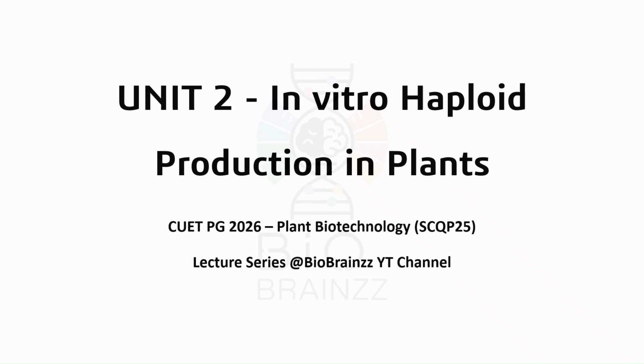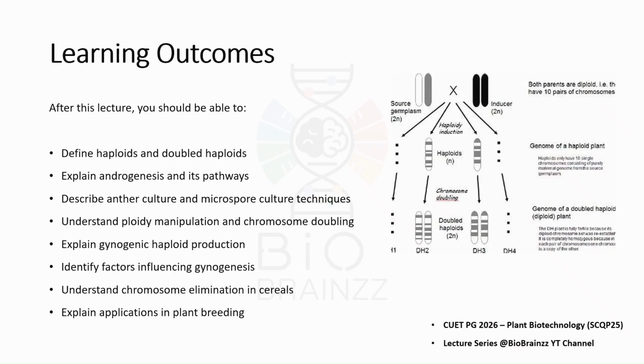In this lecture, we will explore the biological basis of haploid production, laboratory techniques used to produce haploids, and their applications in agriculture. We will also examine the role of chromosome manipulation and hybridization methods in generating haploid plants for breeding purposes. By the end of this lecture, you should be able to clearly define haploids and double haploids and explain why they are important in plant breeding.